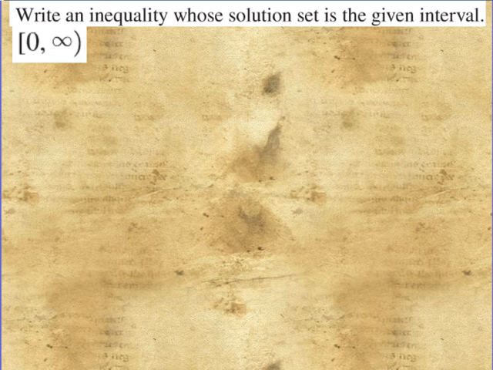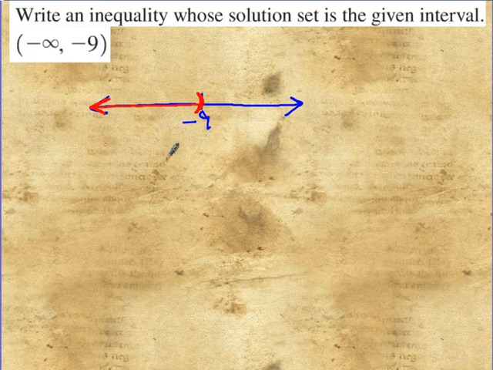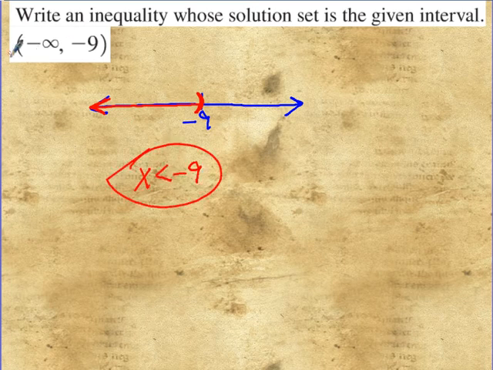Oh, I didn't finish that, did I? Write an inequality symbolizing that. Well, that's all the numbers that are smaller than negative 9, so that would be x is less than negative 9. That would be the inequality that goes along with all numbers smaller than negative 9.